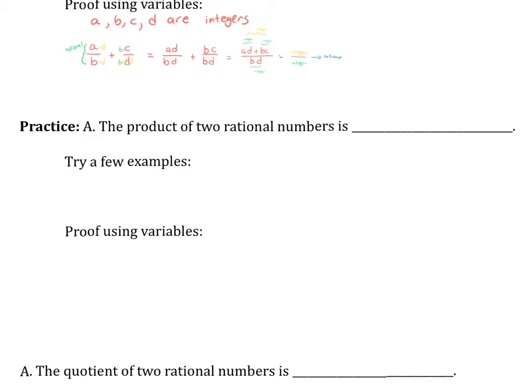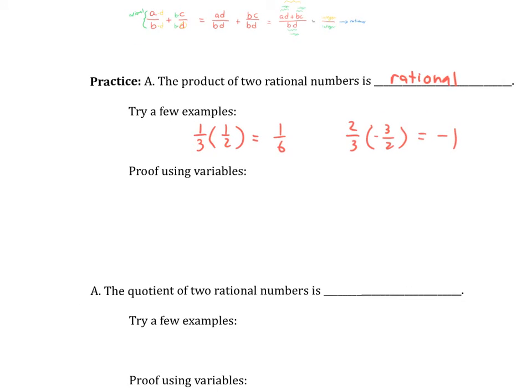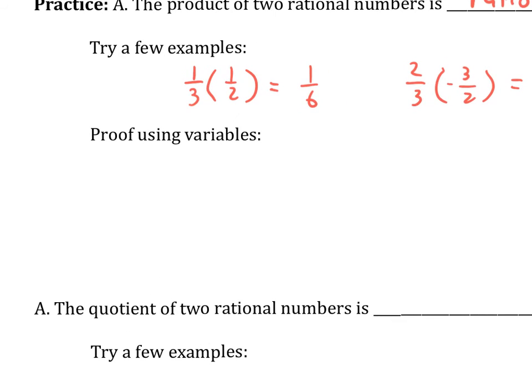So we're just multiplying. 1/3 times 1/2. Those are both rational numbers. I get 1/6. Oh, rational times rational is rational. Let me try another one. 2/3 times -3/2. That gives me -1. I went from rational to rational to whole. Oh, but that's still rational because it can be written as a fraction. So my examples here, it seems as though I'm still going to write the word rational down. Seems to still be rational. So let us see about proofs.